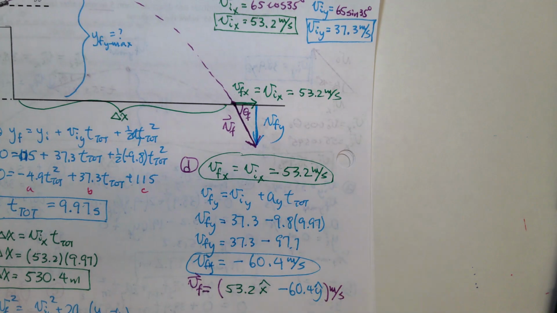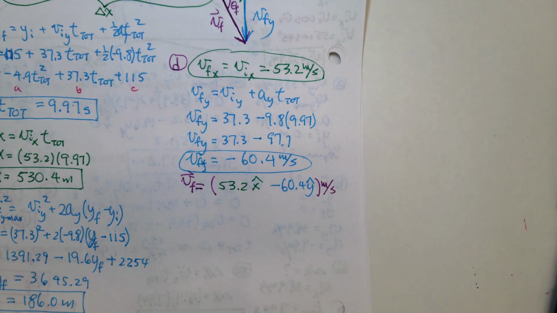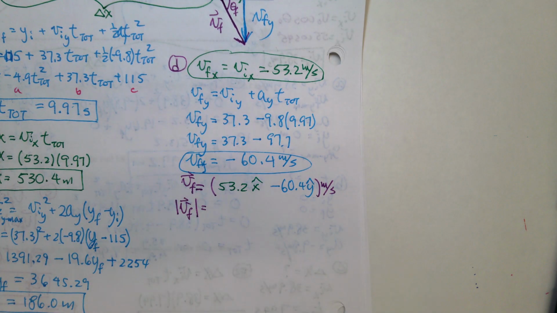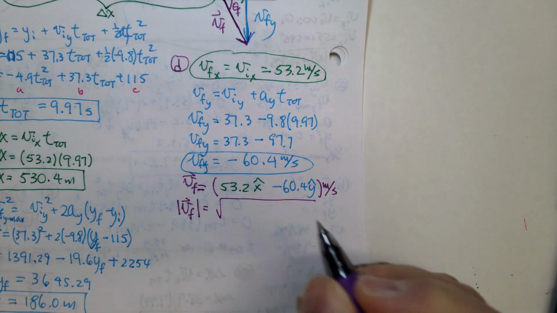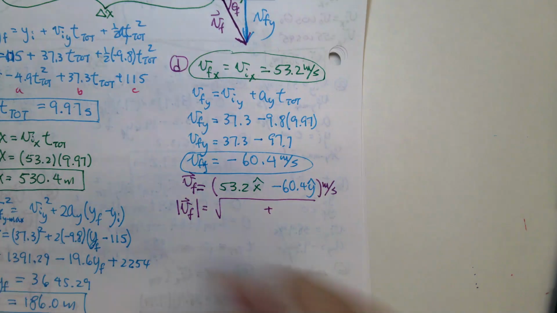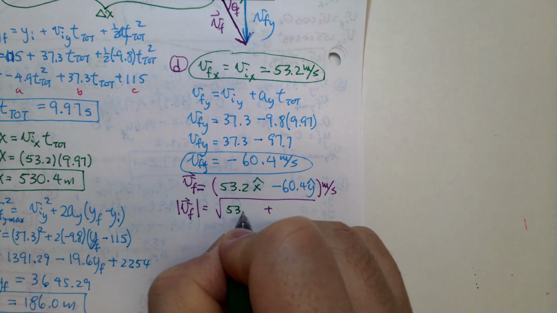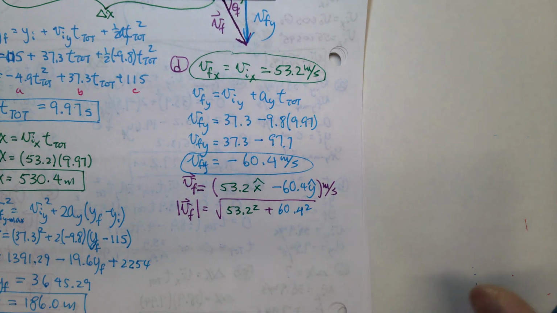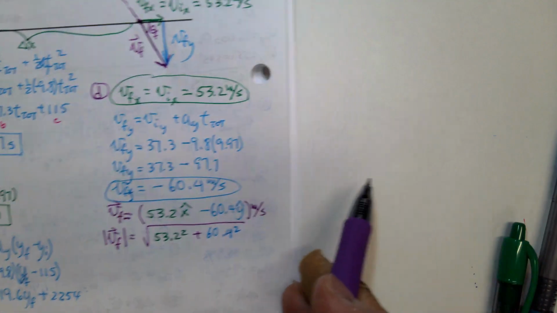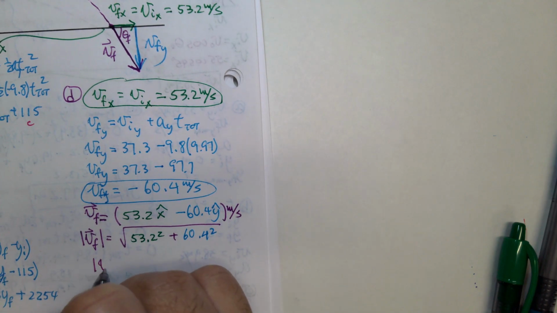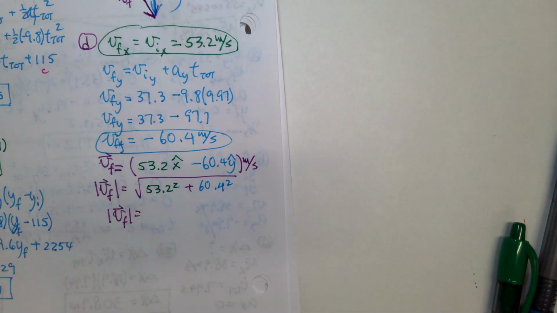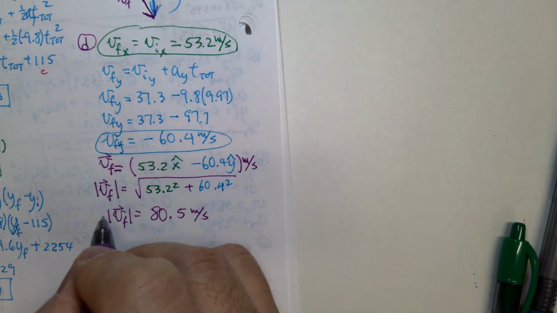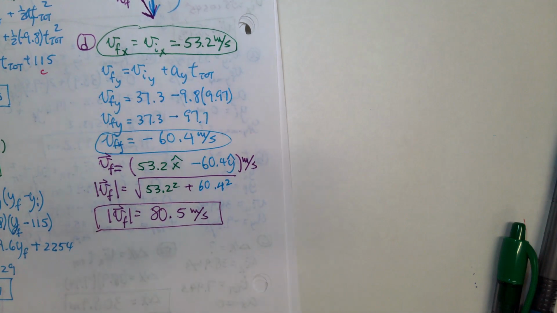But that's Cartesian form, right? They want this in polar form. So we need to find the magnitude of that final velocity, which is the square root of 53.2 squared plus 60.4 squared. And if you work that out using your calculator, your final magnitude velocity comes out to 80.5 meters per second as your magnitude of your final velocity.